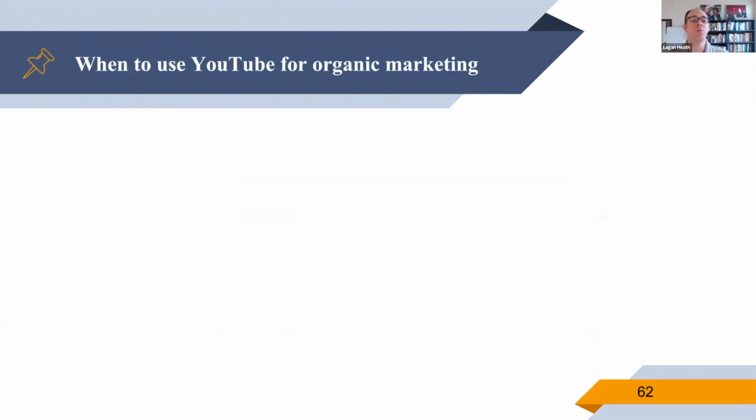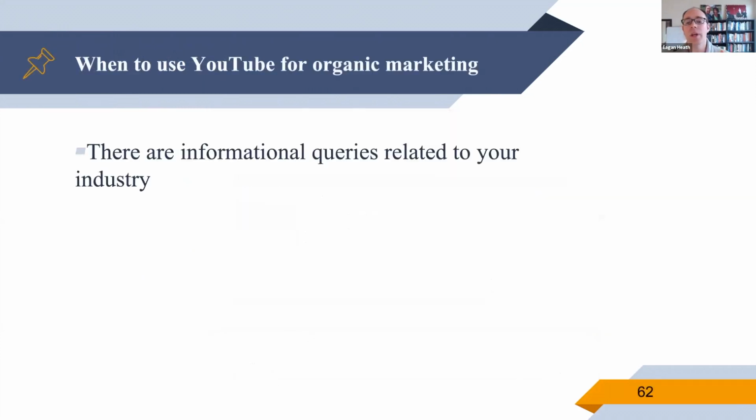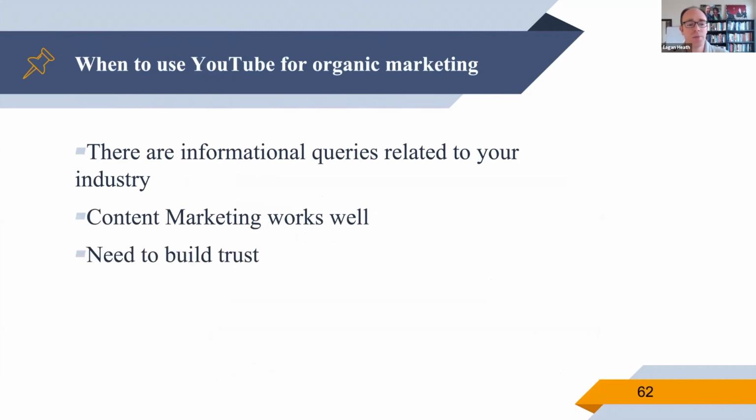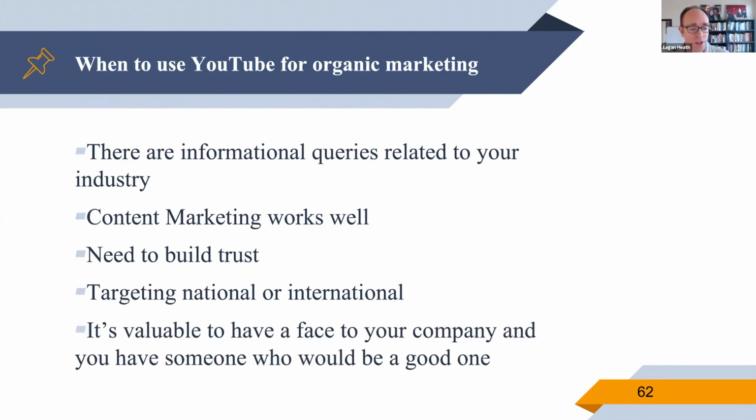So when to use YouTube for organic marketing? If there are informational queries related to your industry, so people are doing research and they want to know more, that's a great time to catch them. Obviously, this is content marketing. You need to build trust, and you're targeting, I would say, national or international. I say this because some people are local businesses, and that's kind of not how YouTube works. I think you can run ads as a local business on YouTube, but I think for organic marketing, you're really targeting much broader. And believe me, I was not counting on getting an SEO lead from Singapore when I put that video out. So it's pretty amazing.